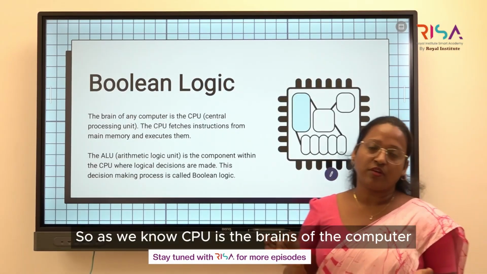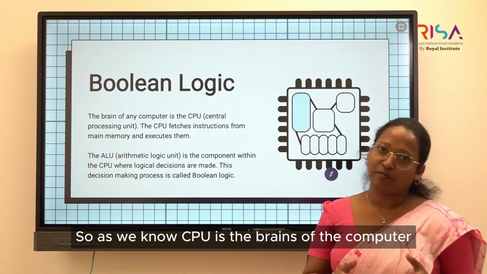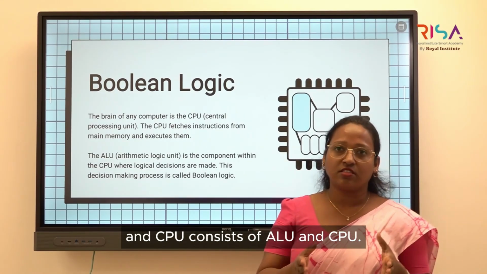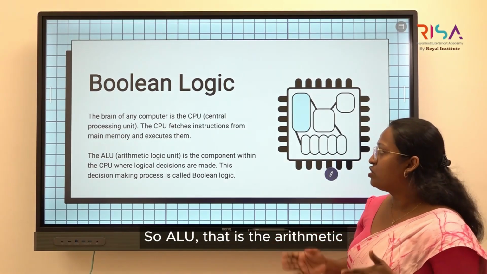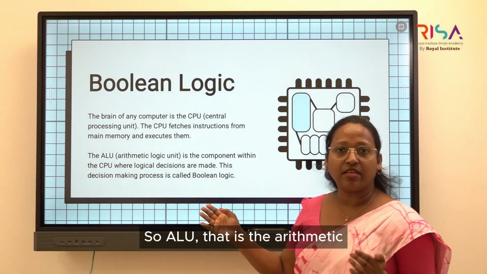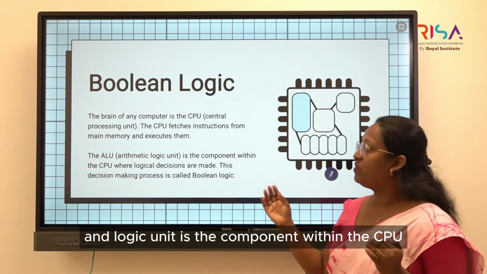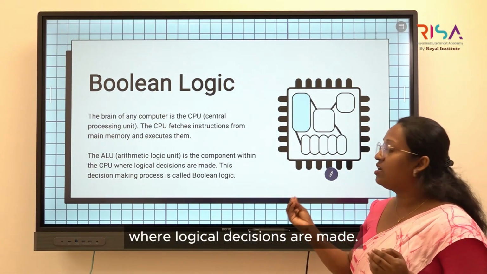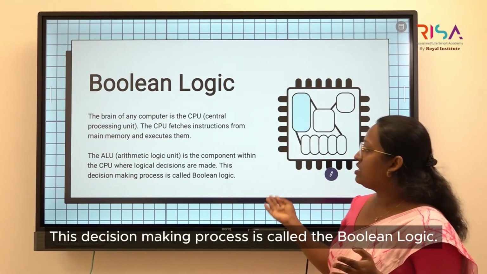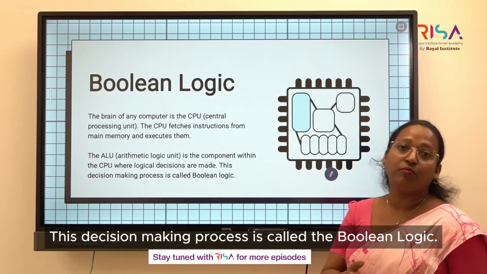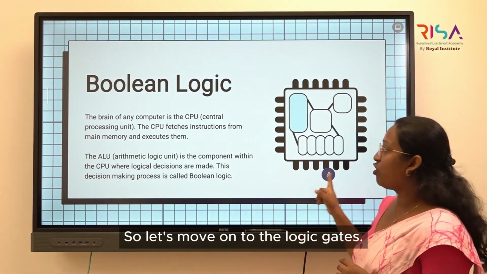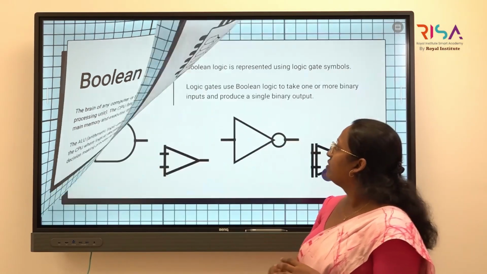So as we know, the CPU is the brain of the computer, right? And the CPU consists of the ALU and CU. So the ALU, that is the arithmetic and logic unit, is the component within the CPU where logical decisions are made. This decision-making process is called Boolean logic. So let's move on to the logic gates.